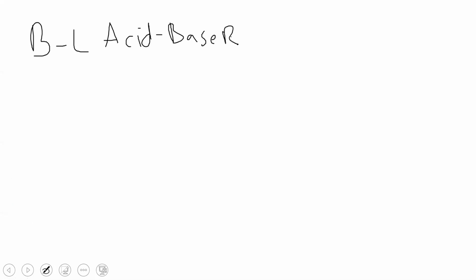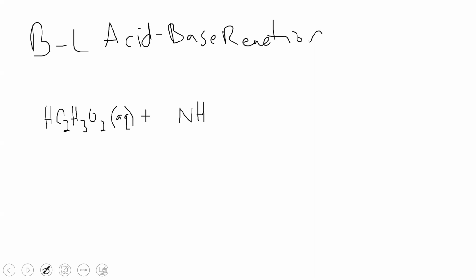Okay. So when we think about a Bronsted-Lowry, get my pen back. If we look at that Bronsted-Lowry, I'm just going to abbreviate that BL, acid-base reaction. What we can look at here is a very simple chemical reaction for the Bronsted-Lowry acid-base reaction. And that's going to be acetic acid, that's aqueous, reacting with a Bronsted-Lowry base. In this case, ammonia.